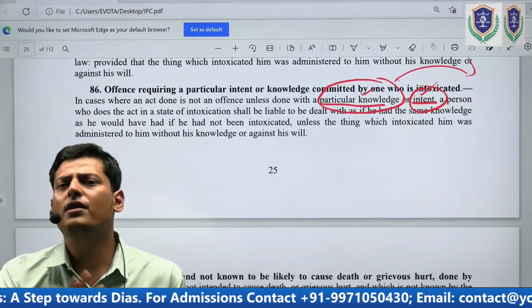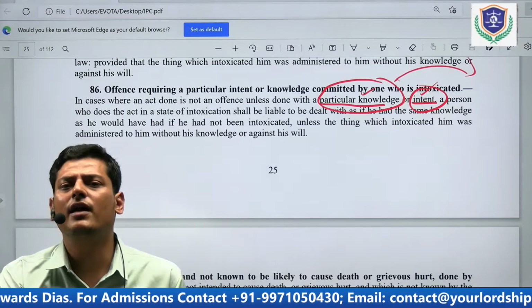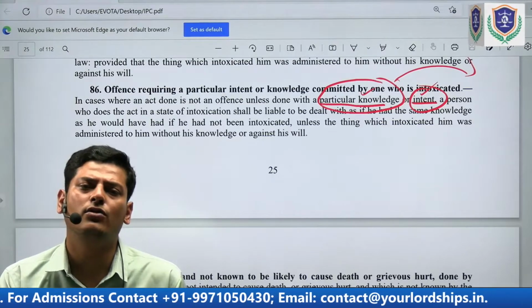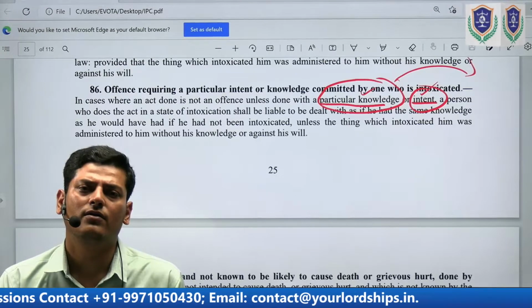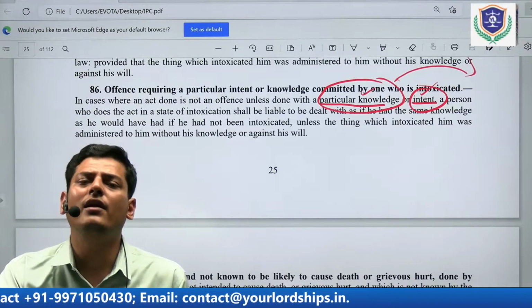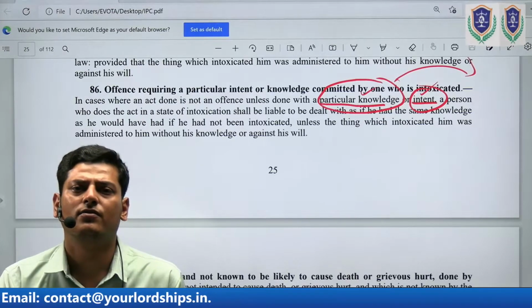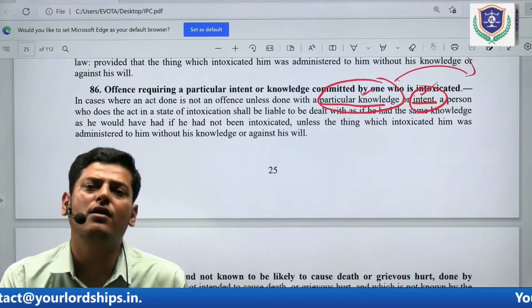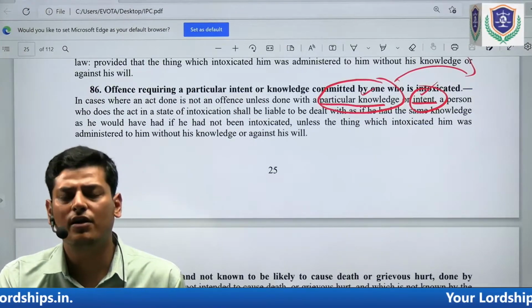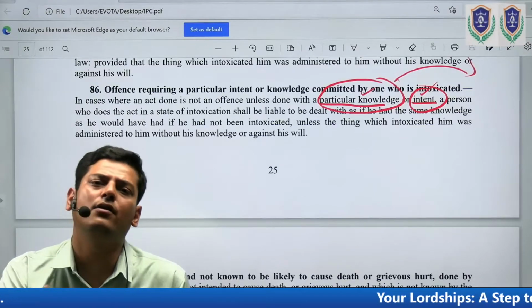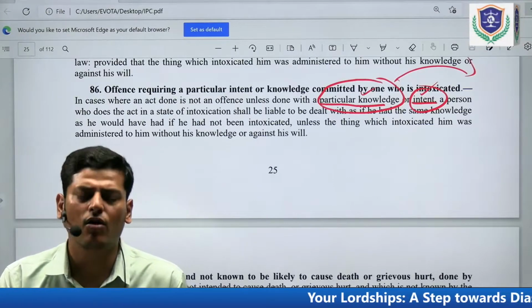So suppose in this case of theft, a specific intention is required to constitute the offense of theft. And by reason of voluntarily intoxicating himself, a person is unable to form that intention. So Section 86 says that the intention is generally not imputed, only the knowledge part is imputed. That is all about Section 86.